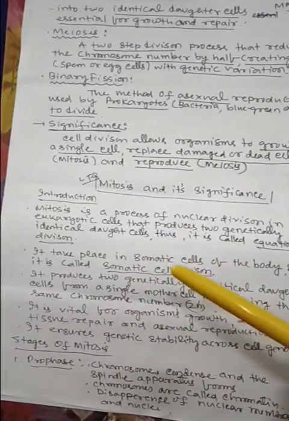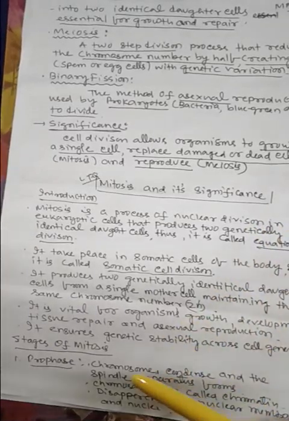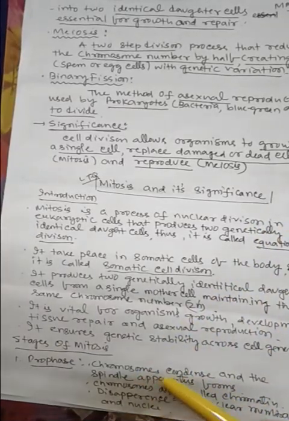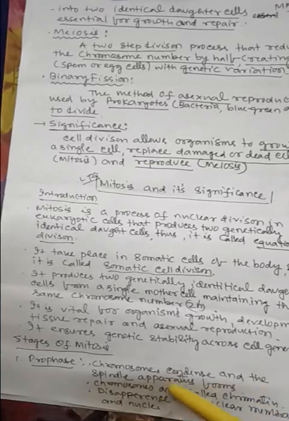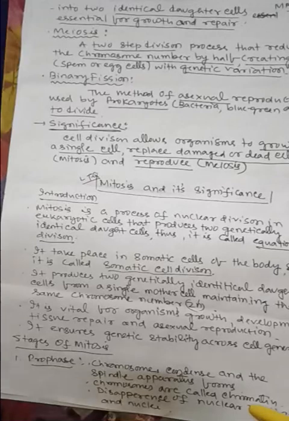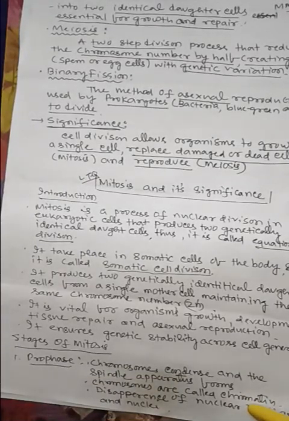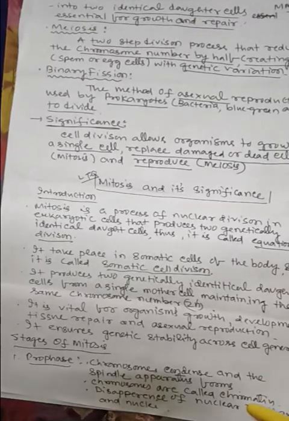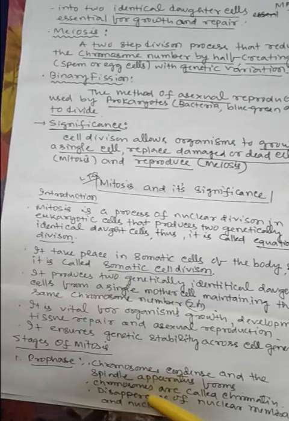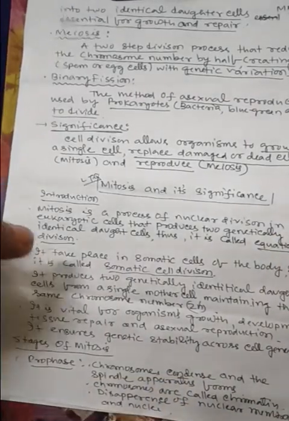Stages of mitosis. There are four phases: prophase, metaphase, anaphase, telophase. What happens in prophase? The chromosomes condense and the spindle appears. Chromosomes are called chromatin when they are thread-like structures. When they are thick and short, they are called chromosomes. These are the two names on the basis of structure. Also, the nuclear membrane and nucleolus disappear.